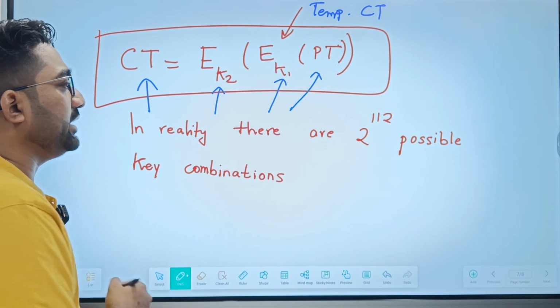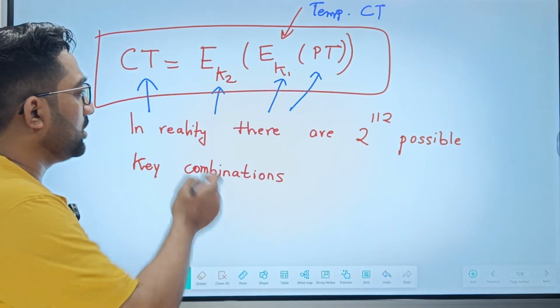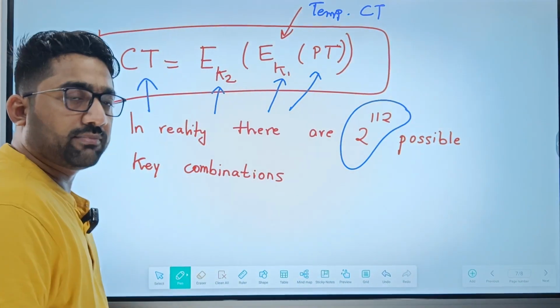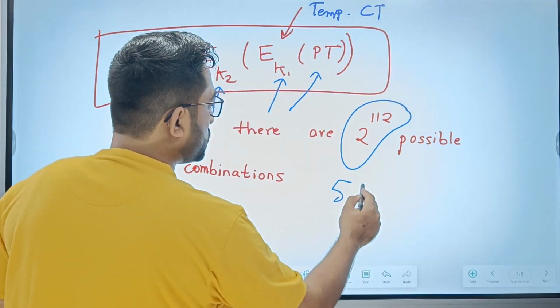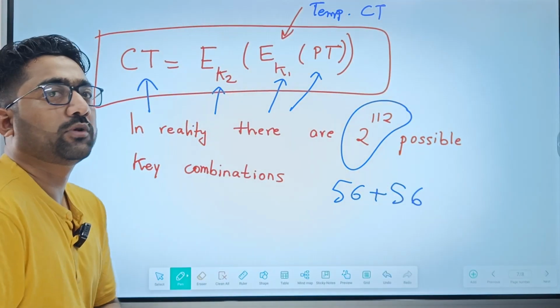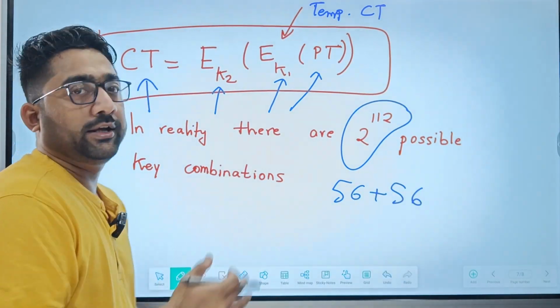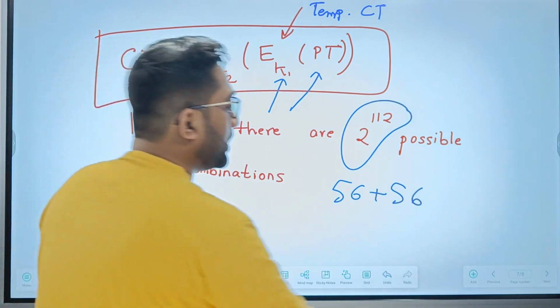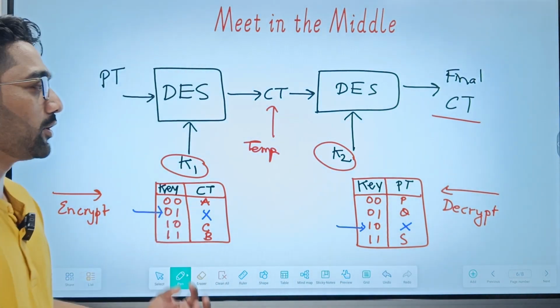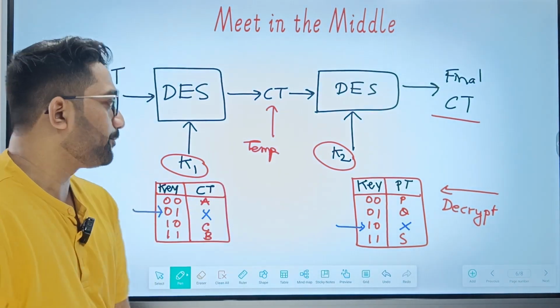Now, in reality, this meet in the middle attack works over 2 raised to 112 possible combinations, because there are two keys, each of 56 bits. So at the end, 2 raised to 112 possible combinations are required to break double DES encryption. But to keep things simple, I am making use of a 2-bit encryption model just to illustrate the process.